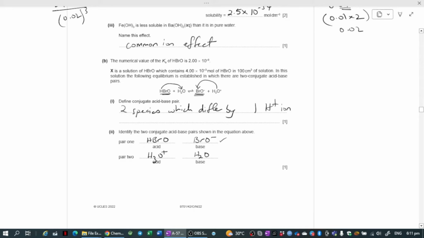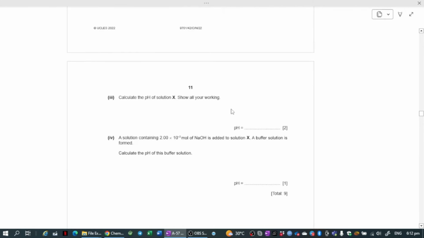Likewise, H3O+ donates its proton to the bromate ion, the BrO- ion, and the species that is formed as water becomes the conjugate base. So that's how we work out the conjugate acid-base pair here, right? Then we are asked to calculate the pH of solution X, showing all your working.